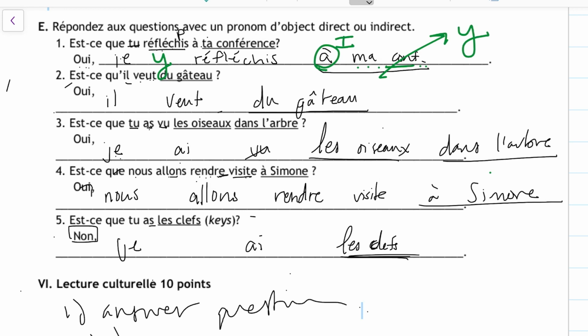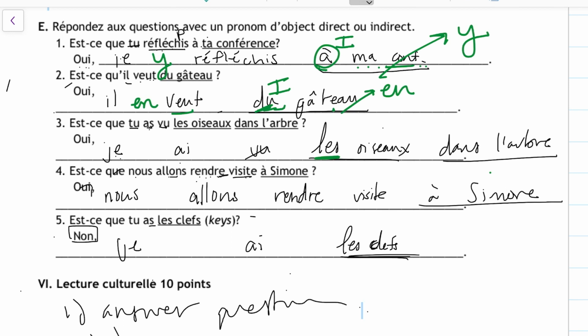The next one, il veut du gâteau. Do I have direct or indirect? I have some form of de here, even though I know this is just an article, but I have some form of de here, which makes this automatically indirect. De plus a thing becomes en. I have one verb, so I'll put it before the verb.